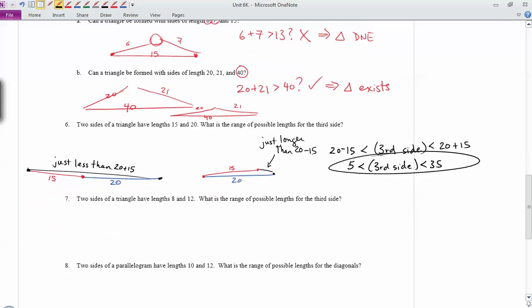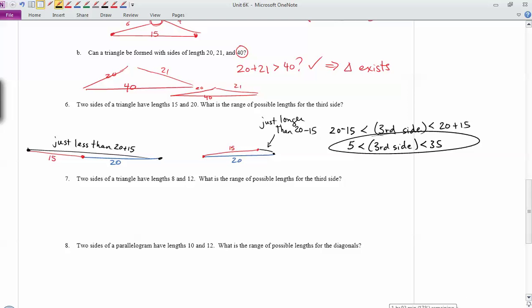So number 7 is basically the same problem here. Instead of drawing this out, I'm just going to say, well, we know that the third side is going to have to be between 12 plus 8 and 12 minus 8. So the third side will be between 4 and 20 units long.